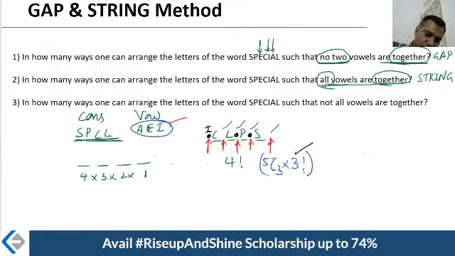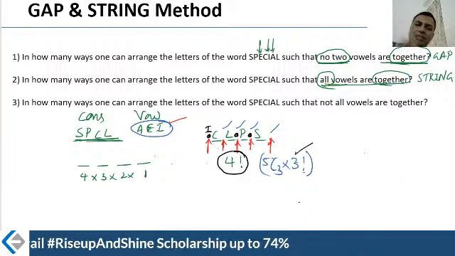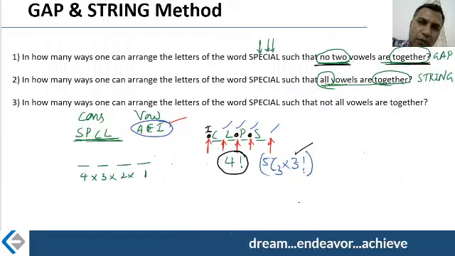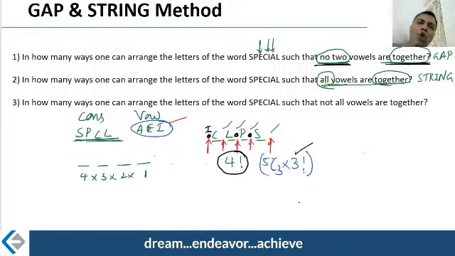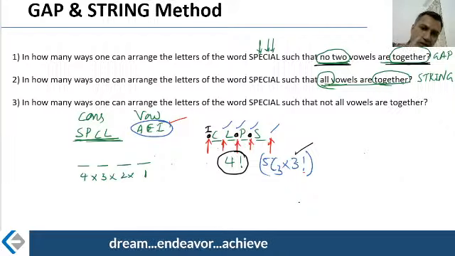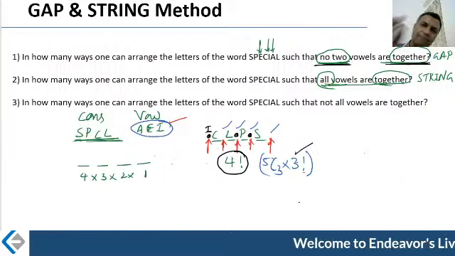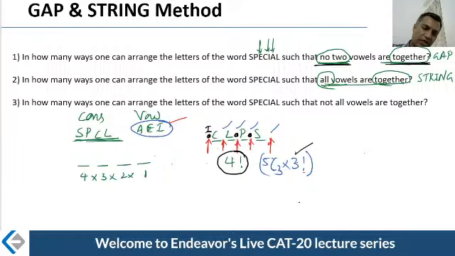What is it that I'm trying to say? First, arrange consonants. When the vowels have to be separate, that's the method here. What is the gap method? No two vowels are together. If no two vowels are together, the primary question is what is separating the vowels? There should be a separator. What is the separator here? Consonants. Arrange the consonants first. Simply arrange. Don't leave any gap between them. Neck to neck, simply arrange the consonants. You arranged consonants in 4 factorial ways.